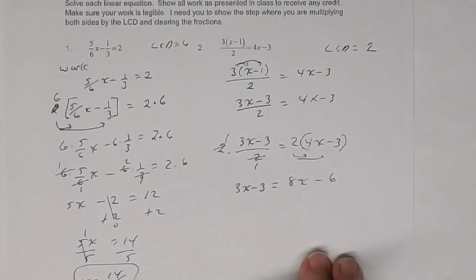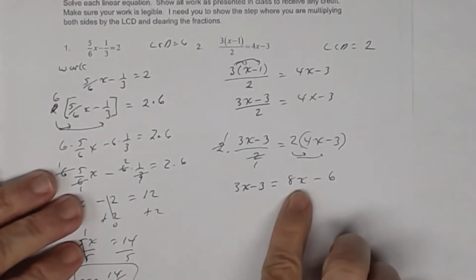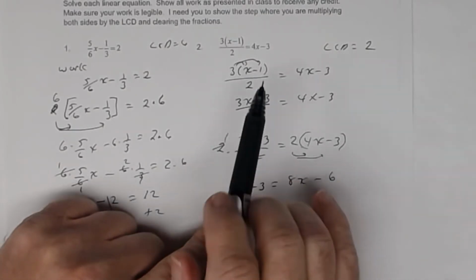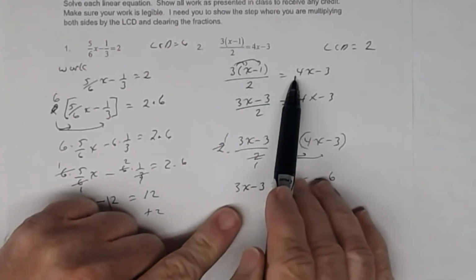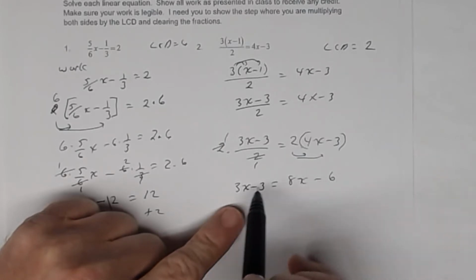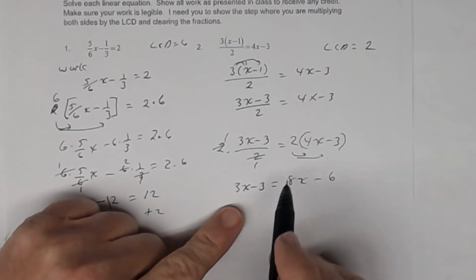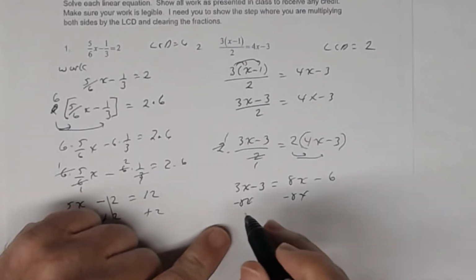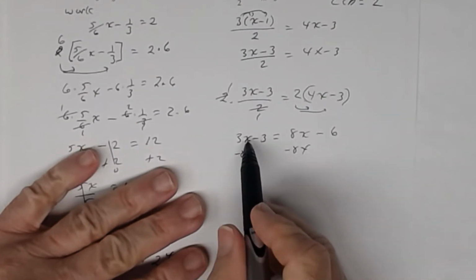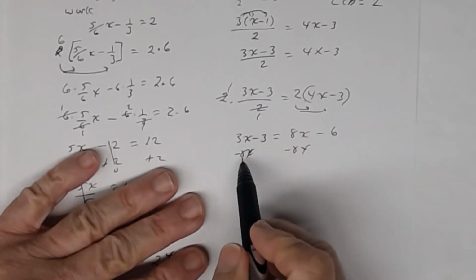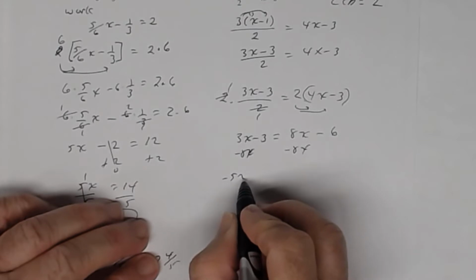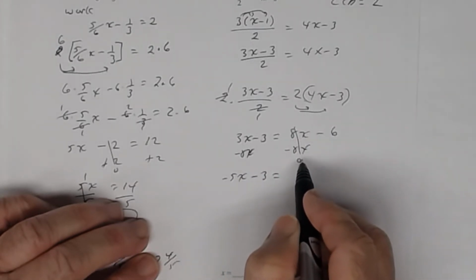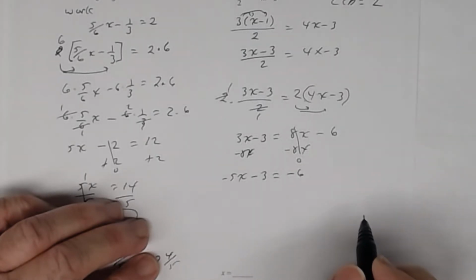So that's where we're at. All right. Now let's go ahead and bring the variables to one side, constants to the other. So I went from a linear equation with fractions to a simple linear equation without fractions. So let's just go ahead and subtract 8x from both sides. So let's bring the variables to the left and the constants to the right. Combining like terms, 3x and a negative 8x is a negative 5x. Minus 3 equal, this is 0, 8x minus 8x is 0, 0 and a negative 6 is a negative 6.